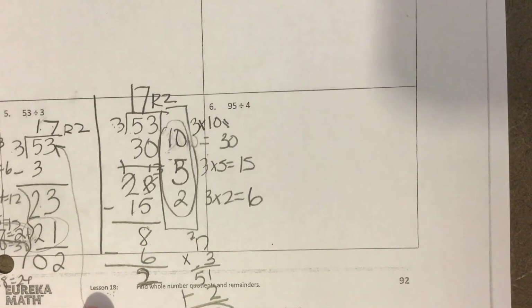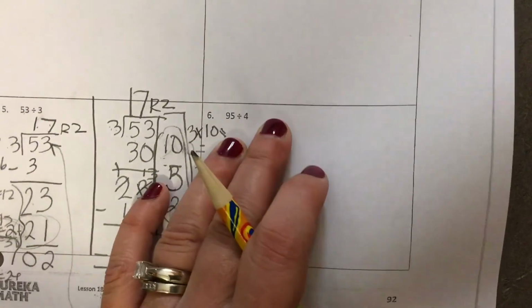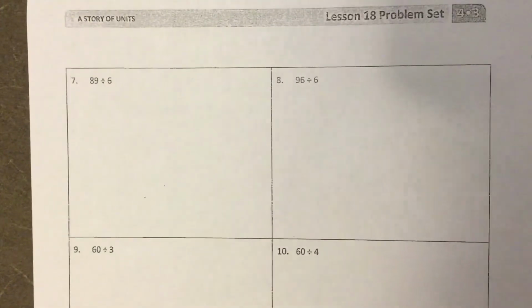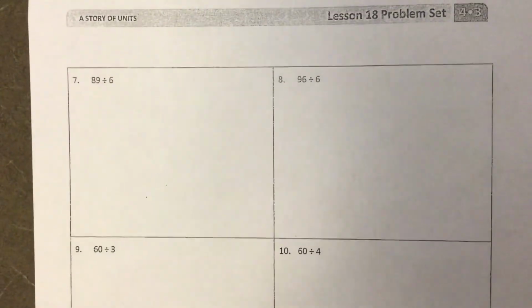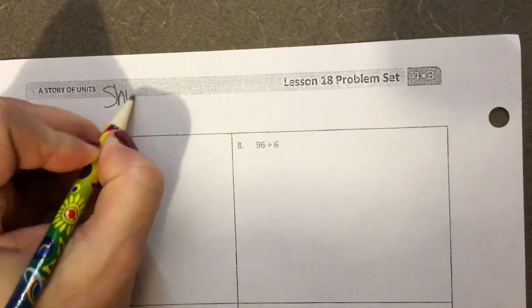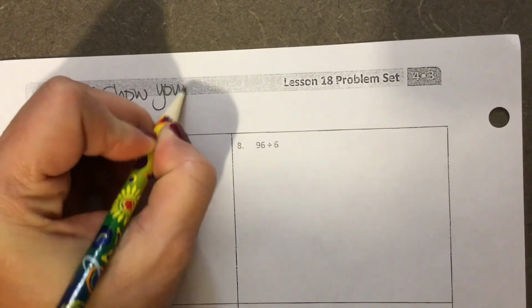All right, so 4th grade, I want you to do this front page and this back page. Now remember, if you would like to do partial quotient, that's fine. You just have to show your work.